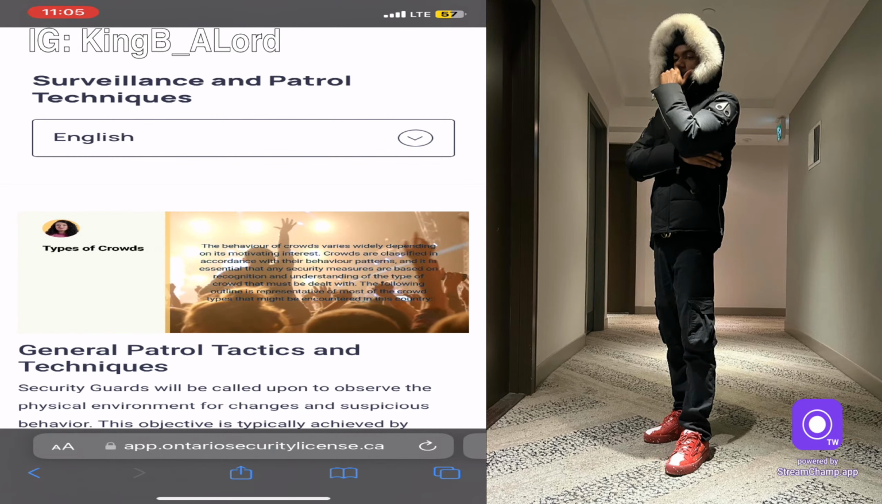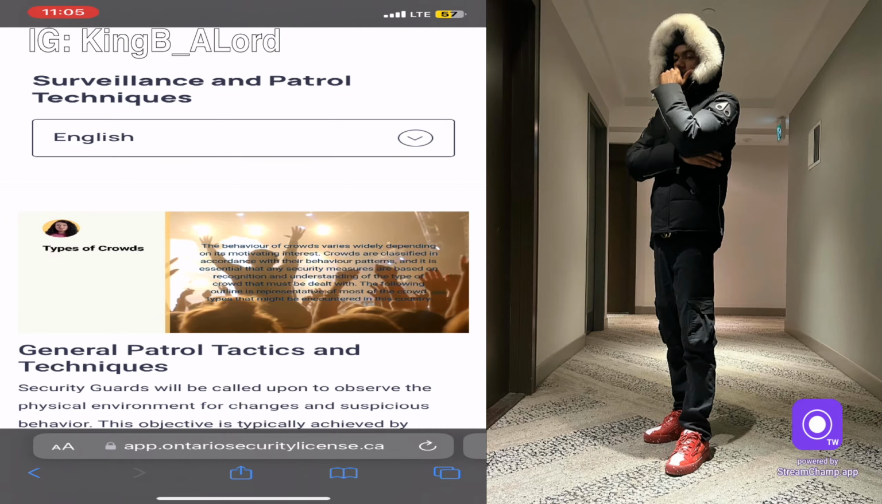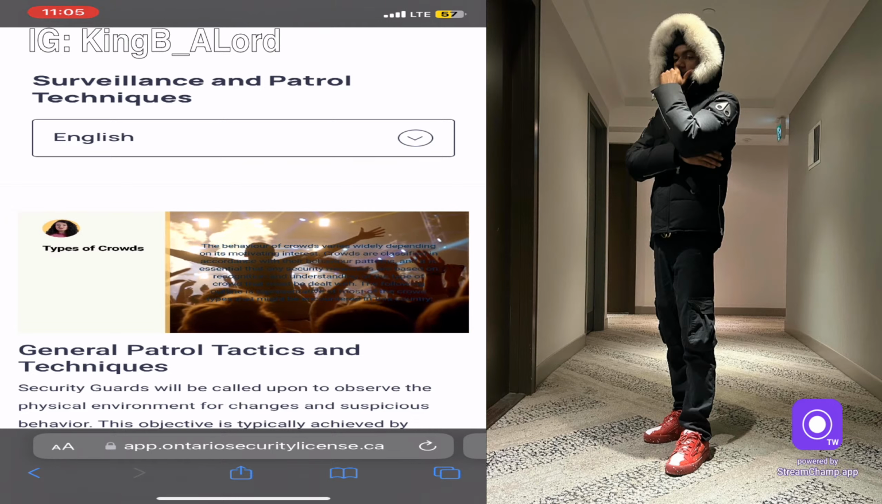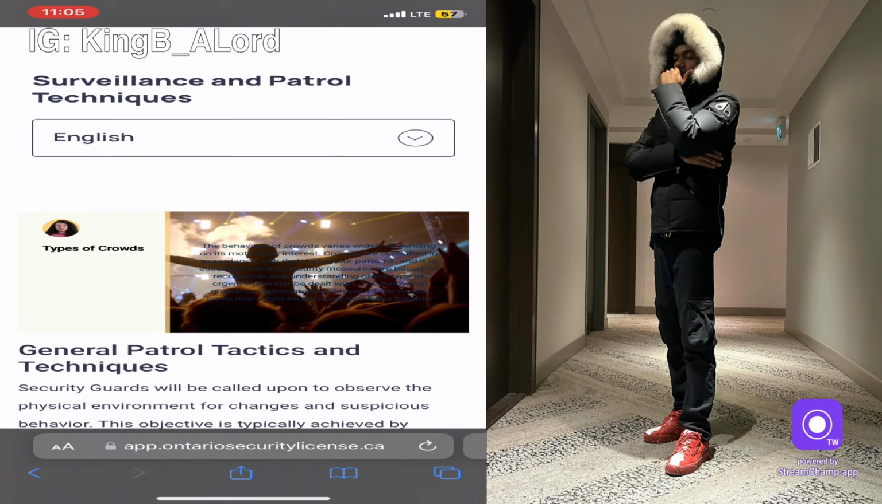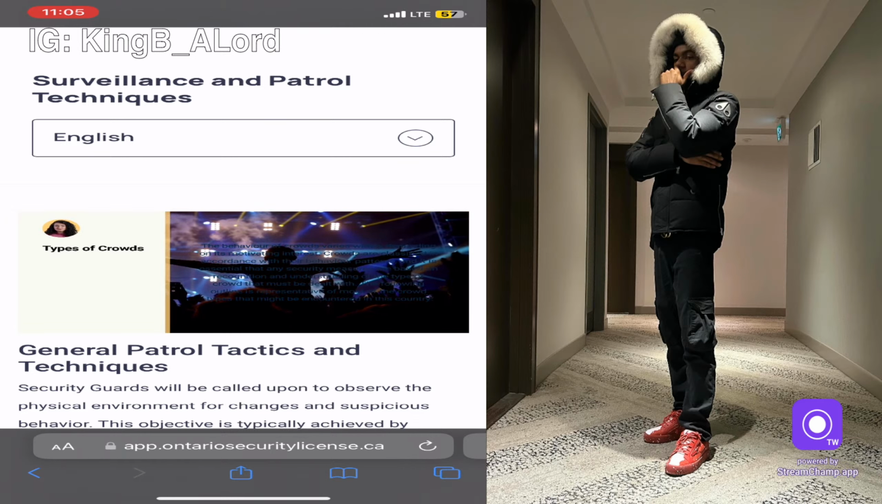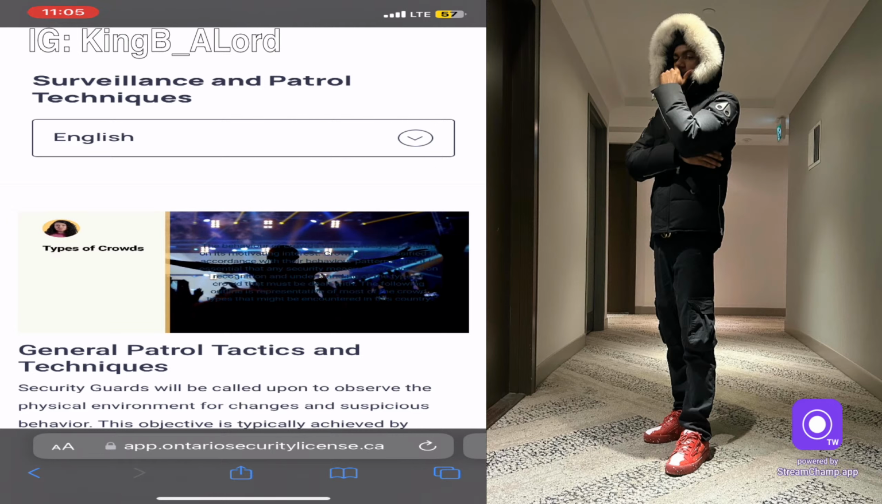Types of crowds. The behavior of crowds varies widely depending on its motivating interest. Crowds are classified in accordance with their behavior patterns, and it is essential that any security measures are based on recognition and understanding of the type of crowd that must be dealt with. The following outline is representative of most of the crowd types that might be encountered in this country.